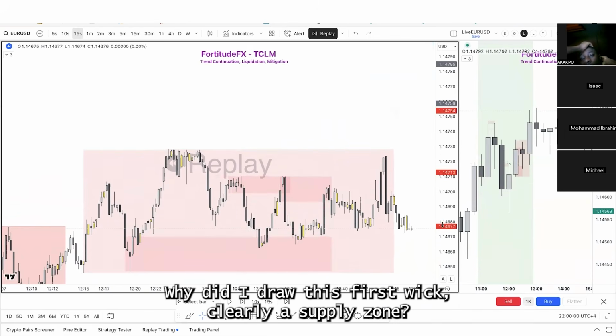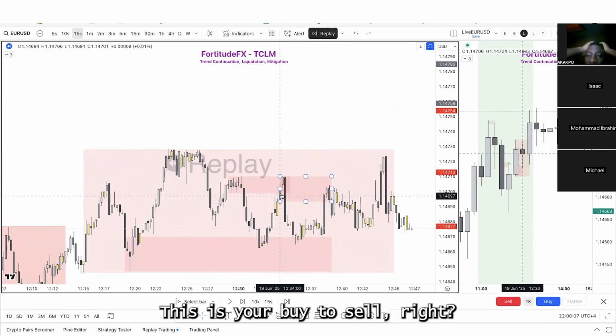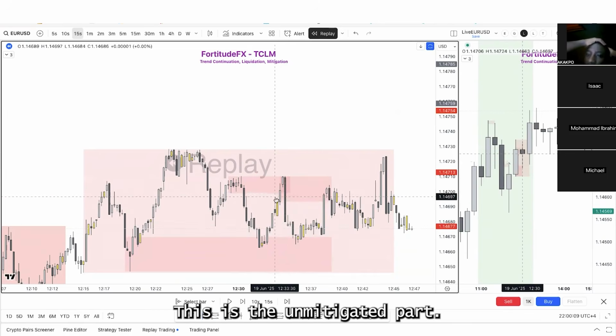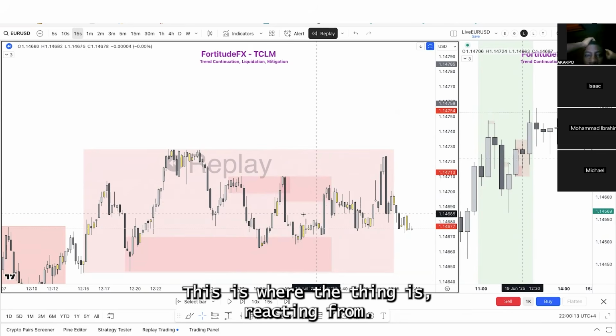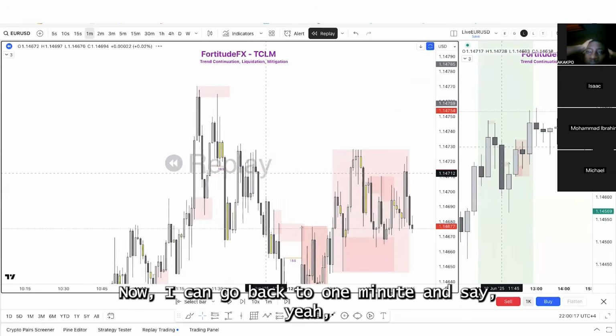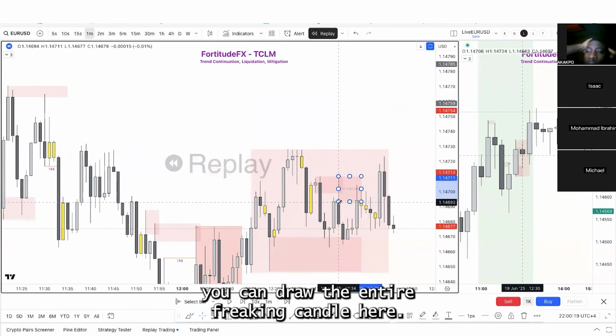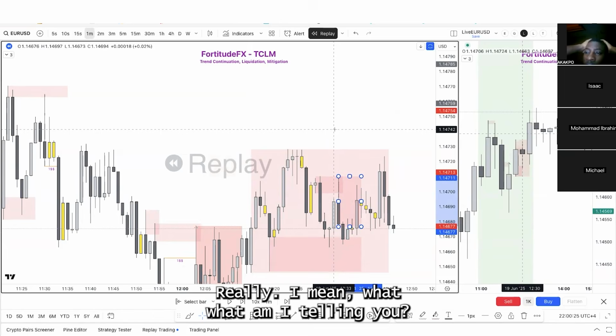Why did I draw this first wick? Clearly a supply zone. Why did I draw this wick? This is your buy to sell. This is the unmitigated part, the origin part of that candle. This is where the thing is reacting from. Now I can go back to 1 minute and say, yeah, you can draw that entire freaking candle here. It completely messes up your thinking and your chart pattern. Really, what am I telling you?